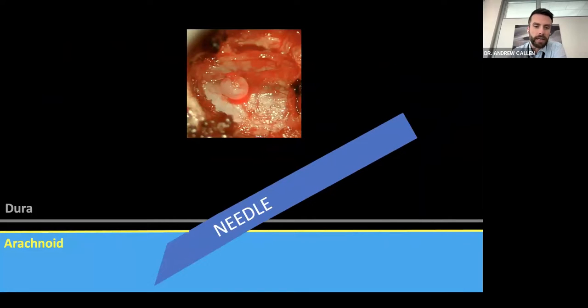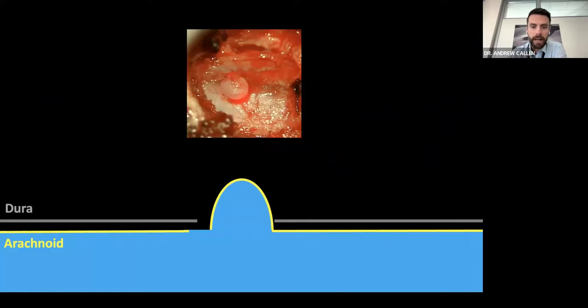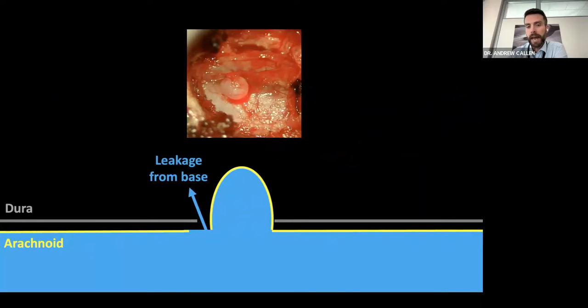Well, we can imagine if there's a needle violation of the dura and subjacent arachnoid layer, this could lead to a dural defect, and then sort of an arachnoid plug, or a sort of ball valve mechanism with leakage from the base.